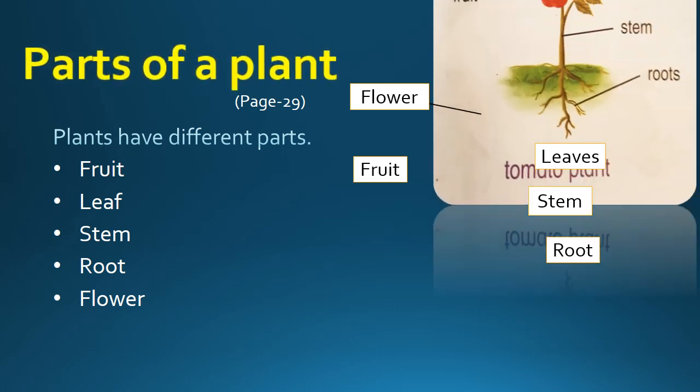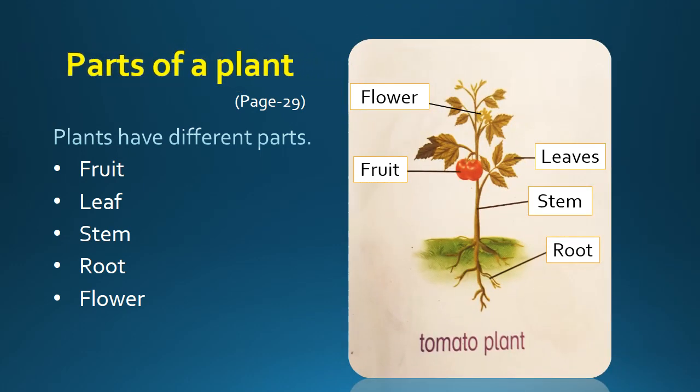Parts of a plant. Dear students, there are many plants in the world. They are of different sizes and shapes. Some plants are tall like trees and some are short like creepers and climbers. All the plants have different parts like fruit, leaf, stem, root and flower. On page number 29, we have a picture of a tomato plant. We will discuss the different parts of a plant.